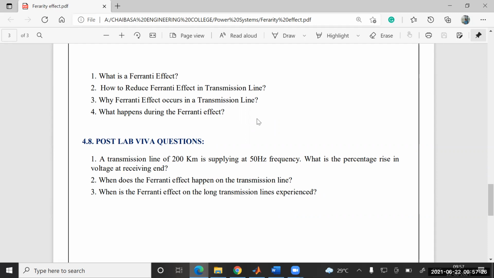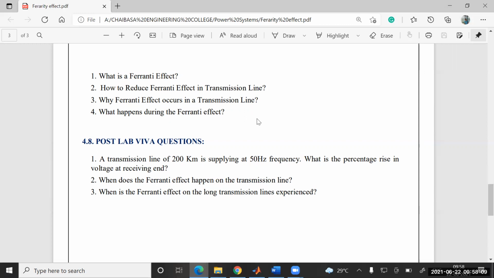A transmission line of 200 kilometers is supplying at 50 hertz frequency. What is the percentage rise in the voltage at the receiving end? This we have to find out. Then, when does the Ferranti effect happen on a transmission line? This also you have to be very clear about. And when is the Ferranti effect on a long transmission line experienced? These are the questions you have to answer as we end this.